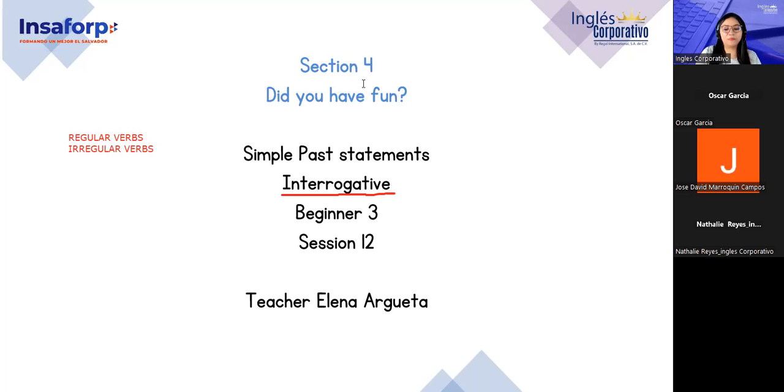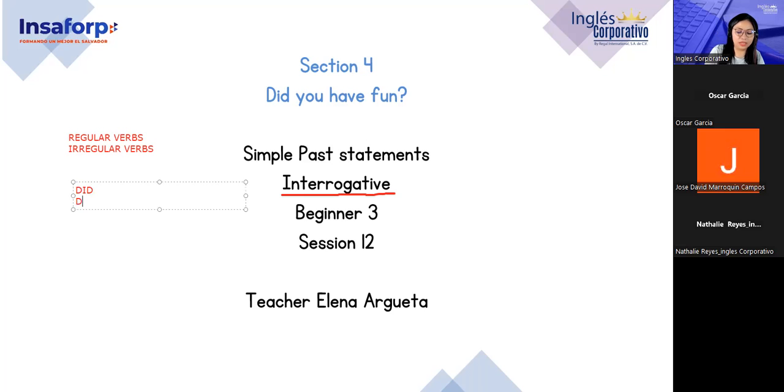So, look what we have. In the case of the simple past statements, interrogative, the same as the negative statements, with the interrogative statements, we need to use an auxiliary verb. Okay? Do you remember, Jose and Oscar, what is the auxiliary verb that we were using yesterday? The auxiliary verb. Did. There you go. Did. In the case of did and didn't.